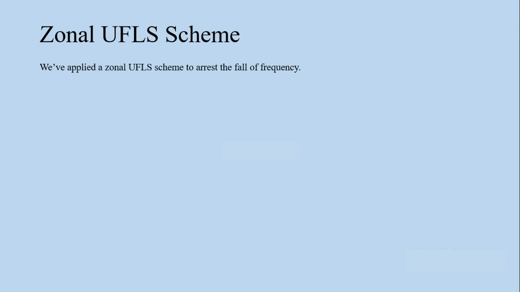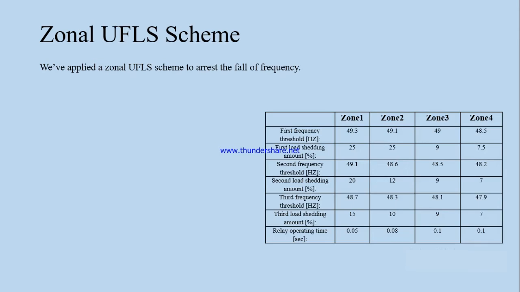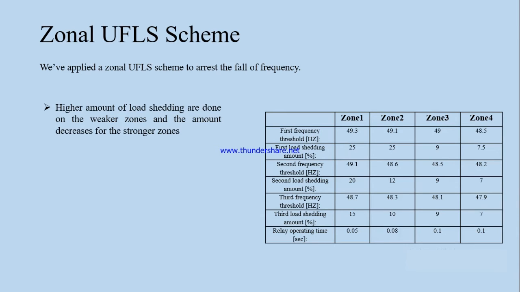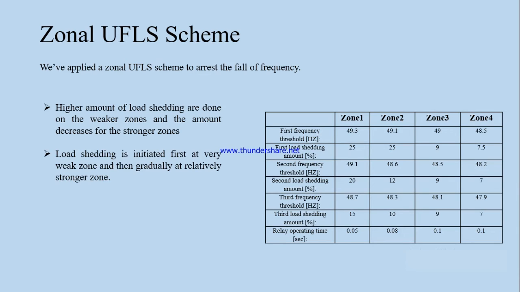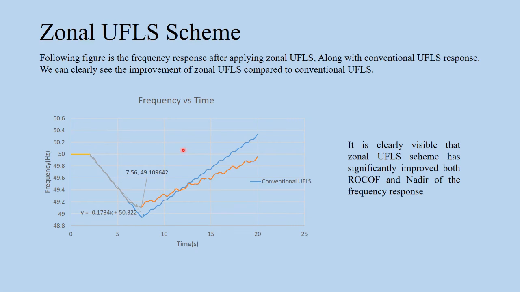Zonal UFLS scheme. We have applied a zonal UFLS scheme to arrest the fall of frequency. Here is our zonal UFLS scheme. Some of the characteristics of this scheme are: higher amounts of load shedding are done on the weaker zones, and the amount decreases for the stronger zones. Load shedding is initiated first at the very weak zone and then gradually at relatively stronger zones, with a quick cut of load at the weak zone.